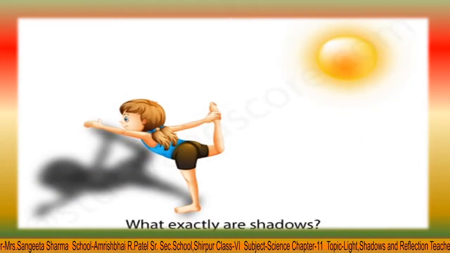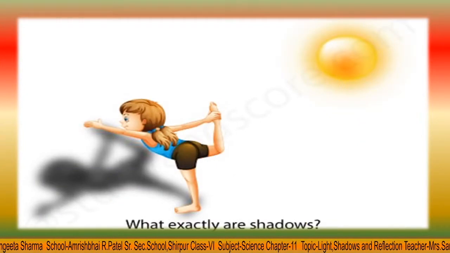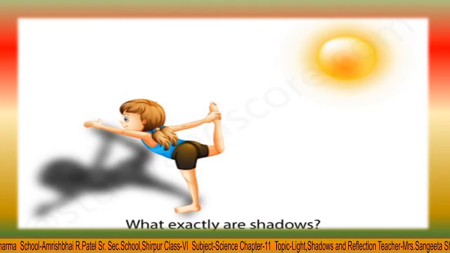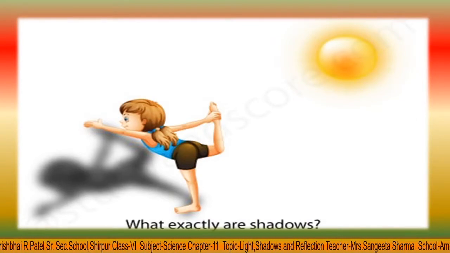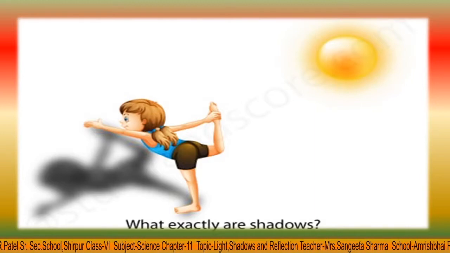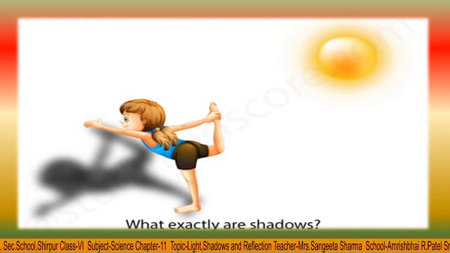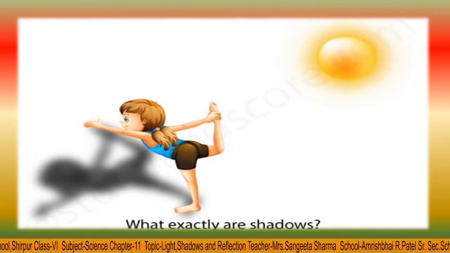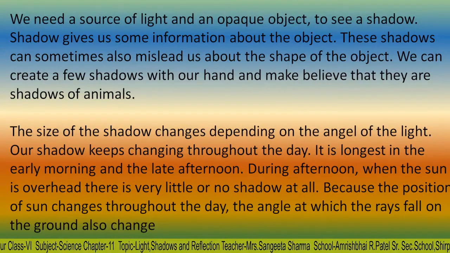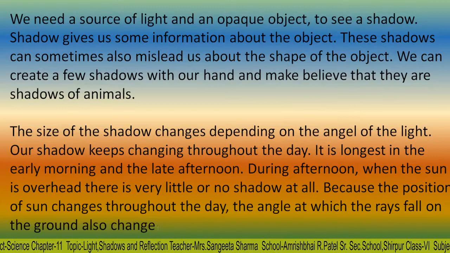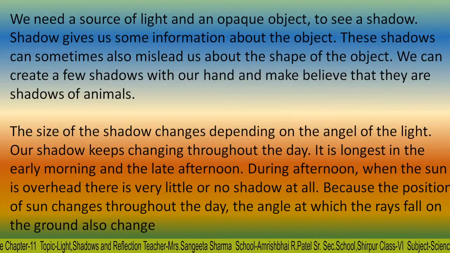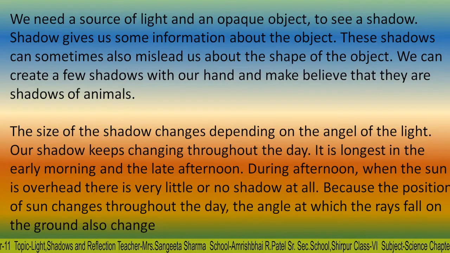In this picture you can see the shadow of the girl dancing on the floor and the light coming from the sun. Okay, so the light is not able to pass through the body of that girl, that's why you can see the shadow on the earth. So we need a source of light and an opaque object to see a shadow. These two things are required, the source of light and also the opaque object.